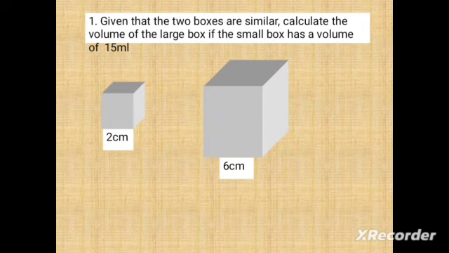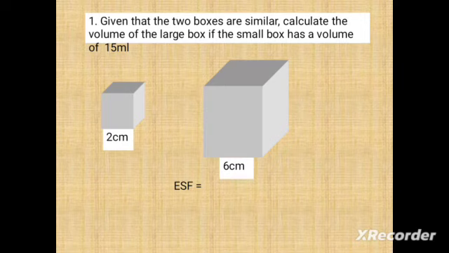Now we have been given 15 milliliters as the volume of the smaller box, and we need to relate the volume and scale factor. In that, we need to find the scale factor first, and with the scale factor we cube it to get the volume scale factor, so that with the volume scale factor we will be able to calculate the volume of the bigger box.